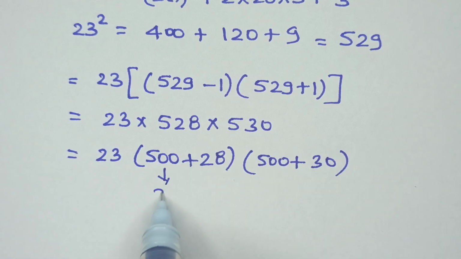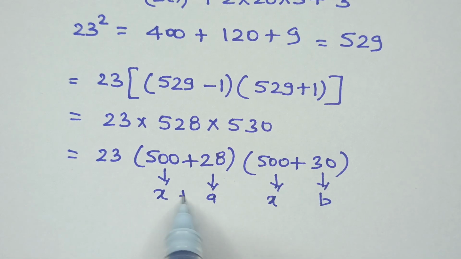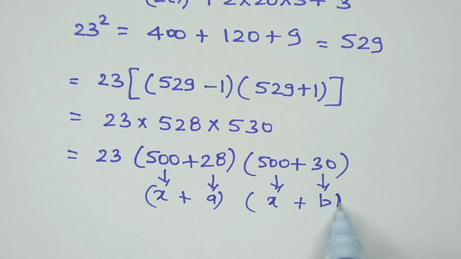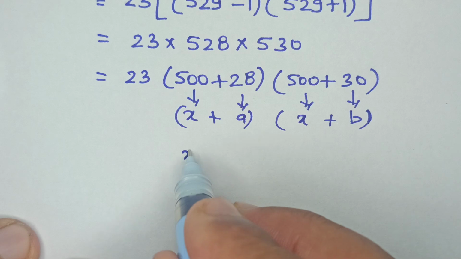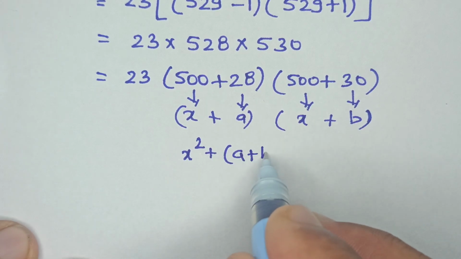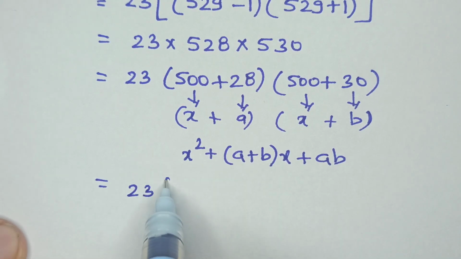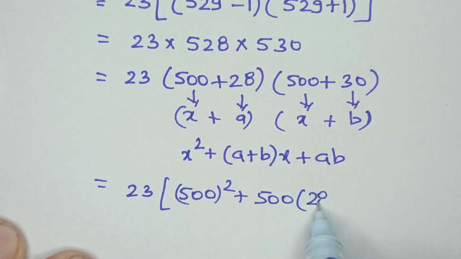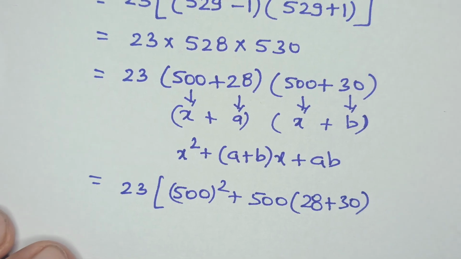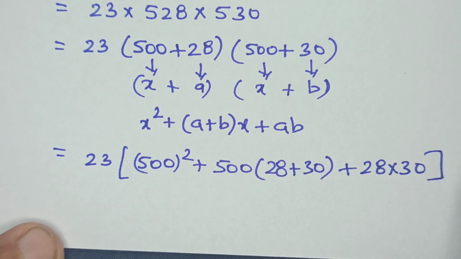So if we take this as x and this as a, and if we take this as x again and this as b, this looks like x plus a multiplied by x plus b. So when you multiply x plus a and x plus b, what you get is x square plus a plus b of x plus ab. So that means this can be written as 23 multiplied by 500 square plus 500 multiplied by 28 plus 30, plus 28 multiplied by 30.